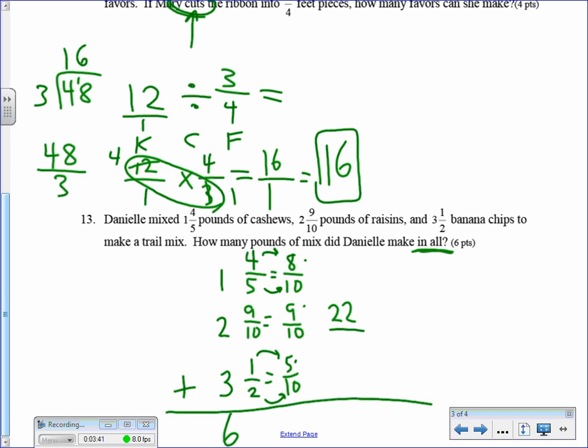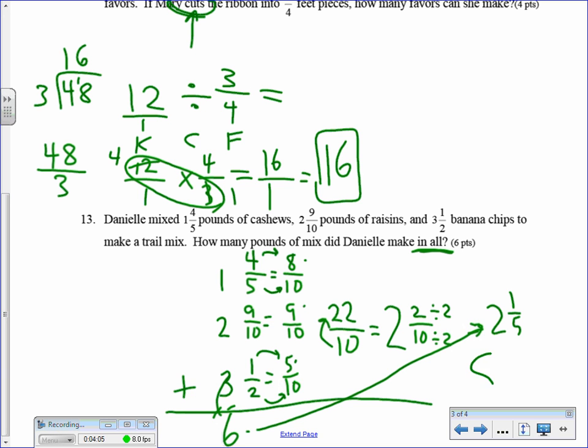22 tenths. You can't leave it like that. How many times does 10 go into 22? 2. 10 times 2 is 20. 2 tenths left over. You can simplify that. Divide by 2. Divide by 2. So it's 2 and 1/5. But we already had 6. So 6 plus 2 is 8 and 1/5. Done. A hard problem. 6 points. All right. Break it down.